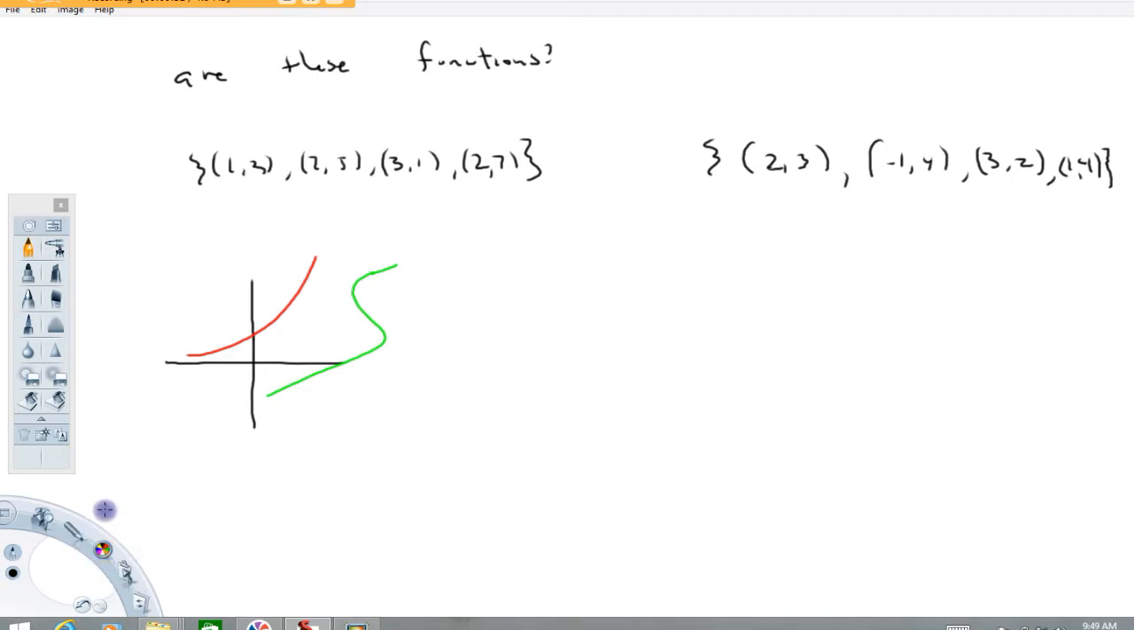To tell if a graph is a function or not, it has to pass the vertical line test. So here's a vertical line, and again, look at the red. So this passes the vertical line test. The red guy here is a function. Green guy, however, does not pass the vertical line test, so green is not a function. Some of the questions could look like that, graphical questions.